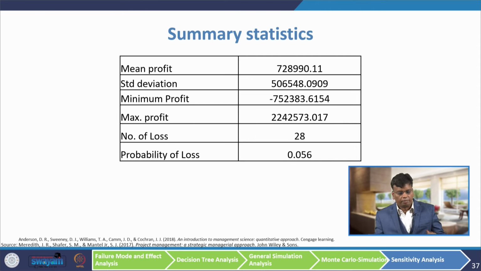Now, I brought the summary statistics. So, I got the mean profit, standard deviation, minimum profit, maximum profit, and number of losses. The probability of loss is 5.6%. So, this is the way to do a Monte-Carlo simulation to assess the risk of launching a new product.